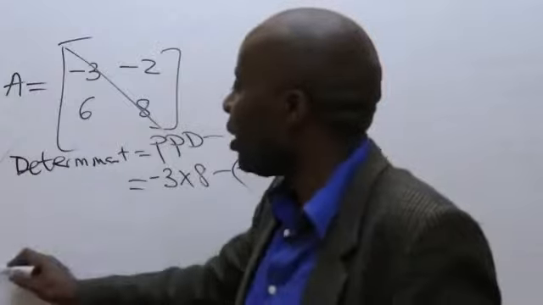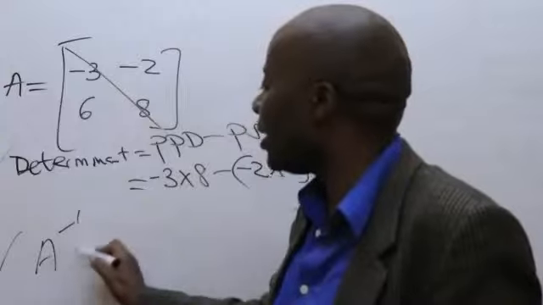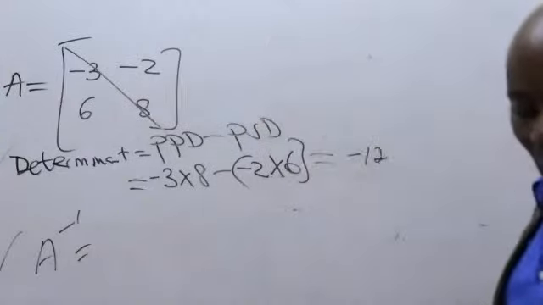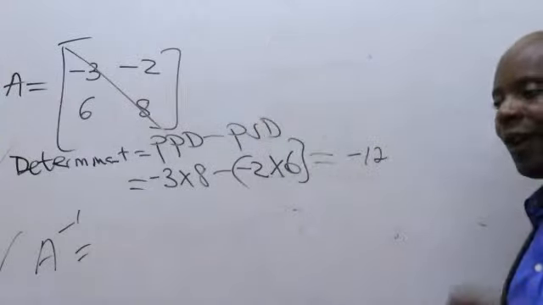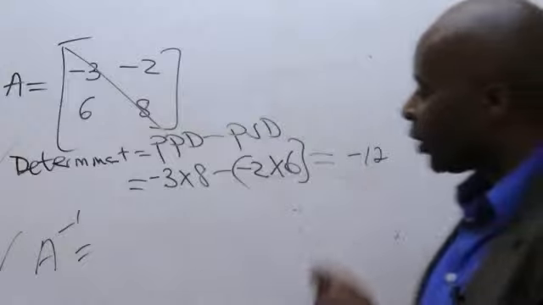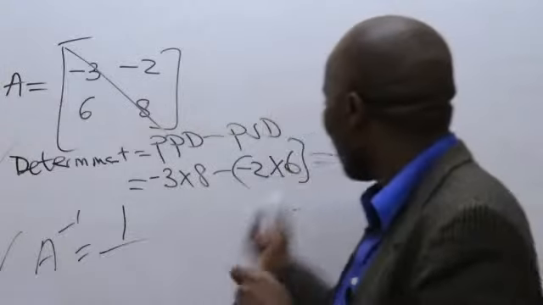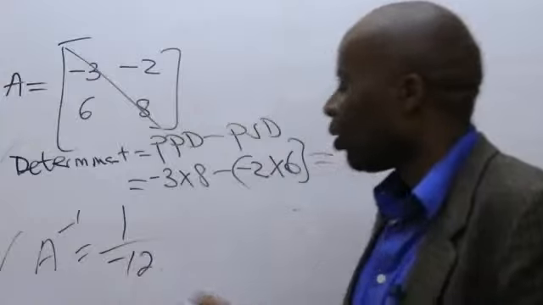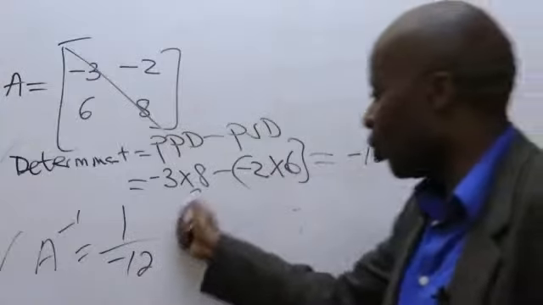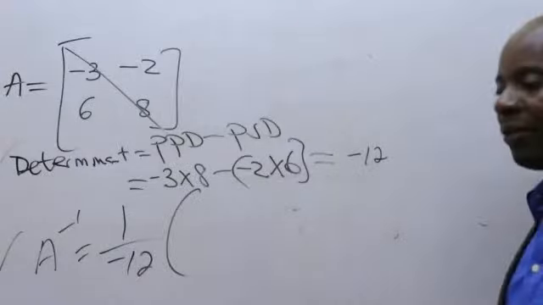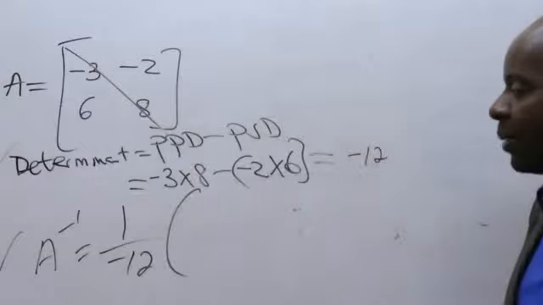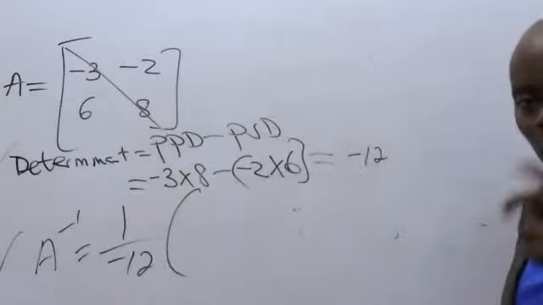And how do we define the inverse? To define this inverse, these students of mine are so good. They know it is 1 over the determinant that you've just given me, 1 over -12, into inside brackets, ladies and gentlemen, we shall do 2 things.